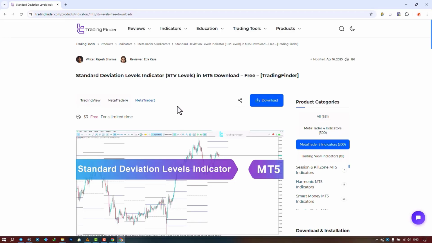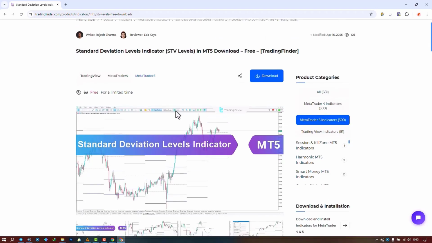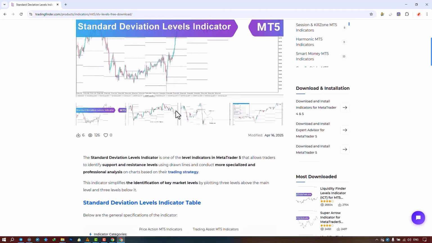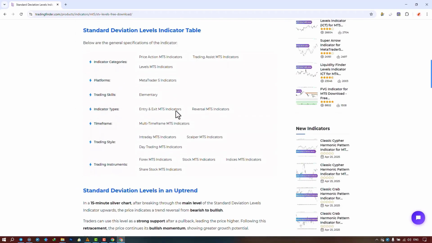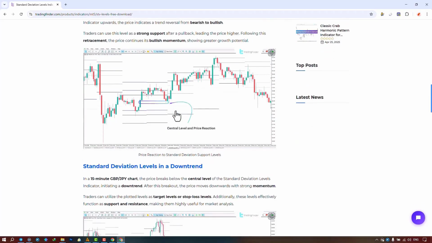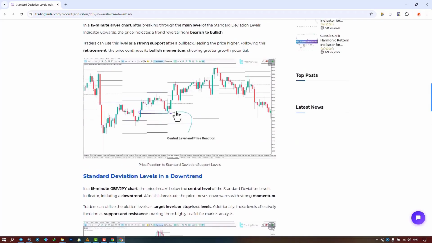The Standard Deviation Levels Indicator is offered for various platforms on the TradingFinder website. From this section, you can download the indicator file for MetaTrader 4 and MetaTrader 5 platforms and run it on the chart. Additionally, traders can read this page to understand how the indicator works and functions.